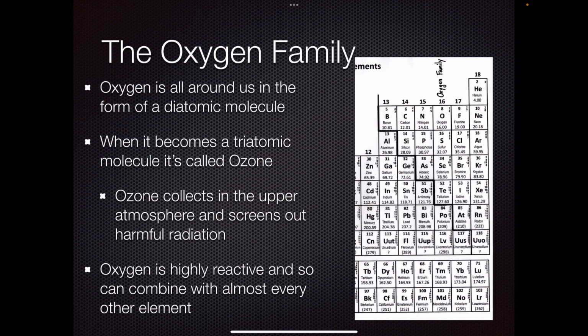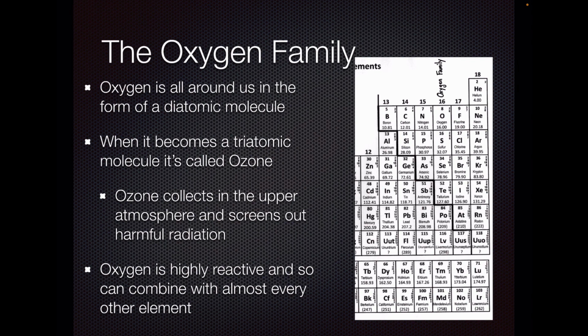Group 16 is the oxygen family. Oxygen is all around us in the form of a diatomic molecule as well, so O2. So the oxygen that we breathe in and everything like that is all O2. When it becomes a triatomic molecule, O3, it's called ozone.